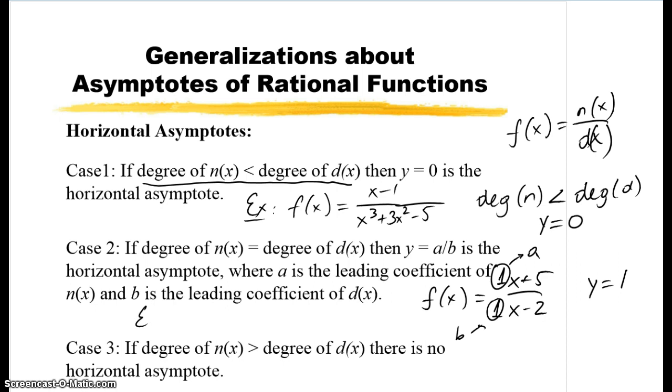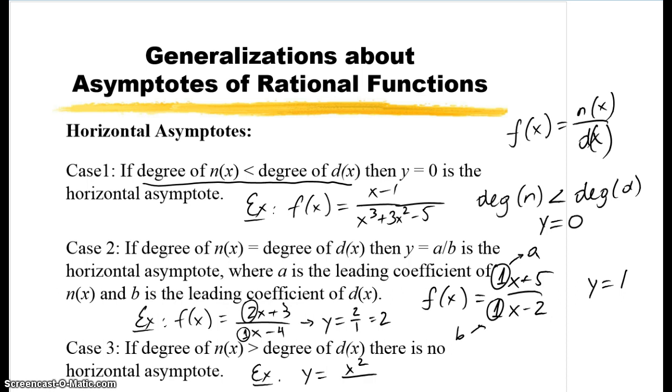As another example, if I gave you f of x equals 2x plus 3 over x minus 4, the horizontal asymptote would be y equals 2 over 1. You take the leading coefficients, and that would be 2. So the horizontal asymptote would be 2 there. Finally, if the degree of the top is bigger than the degree of the bottom, then there is no horizontal asymptote. As an example, take y equals x squared over x minus 1. There is no horizontal asymptote.